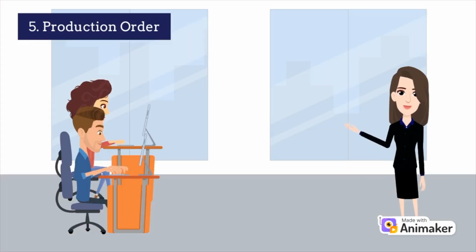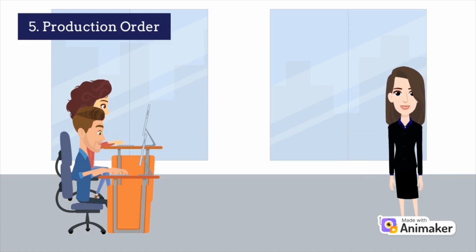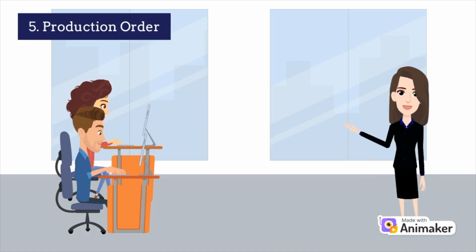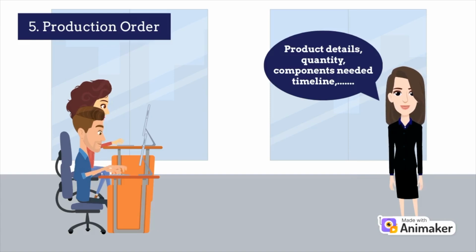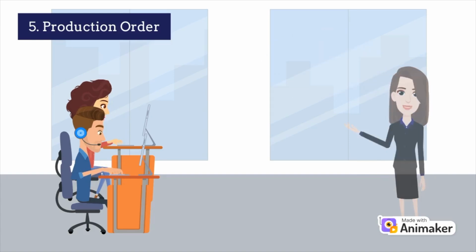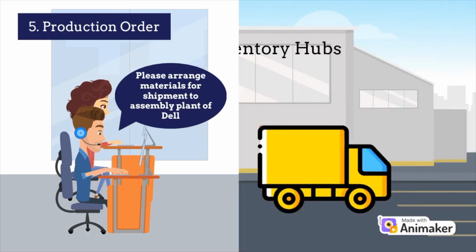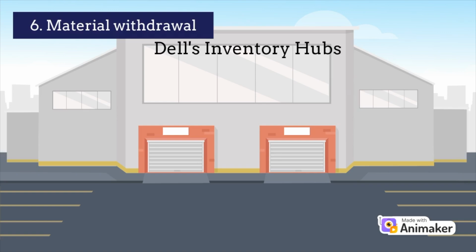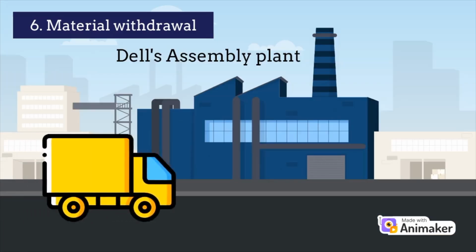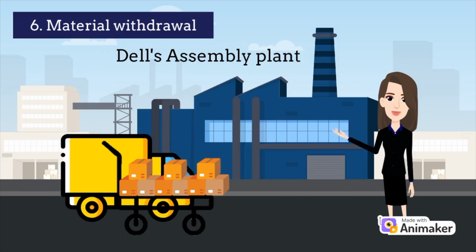Now the production orders based on the MRP is issued through the system. The production order includes the product to be produced, quantity needed, components needed, timeline, and more. Hey, inventory hubs. This is production department calling. Please check the orders and arrange materials to be delivered to the assembly plant of Dell. The components needed are delivered to the assembly line on time.